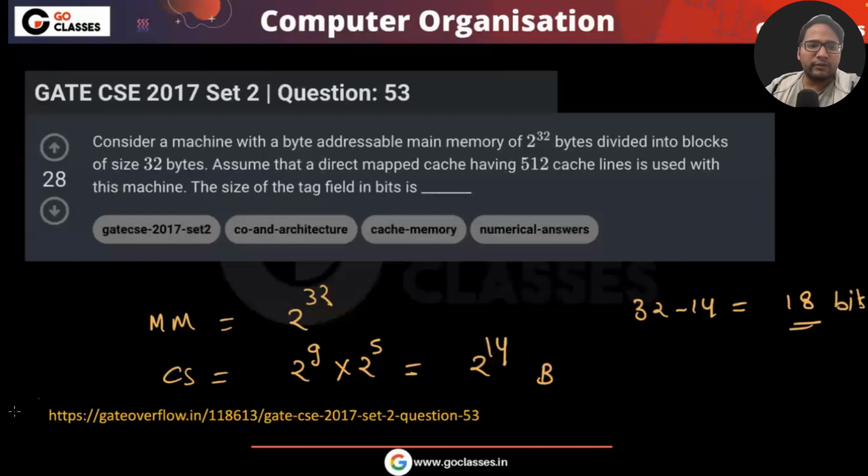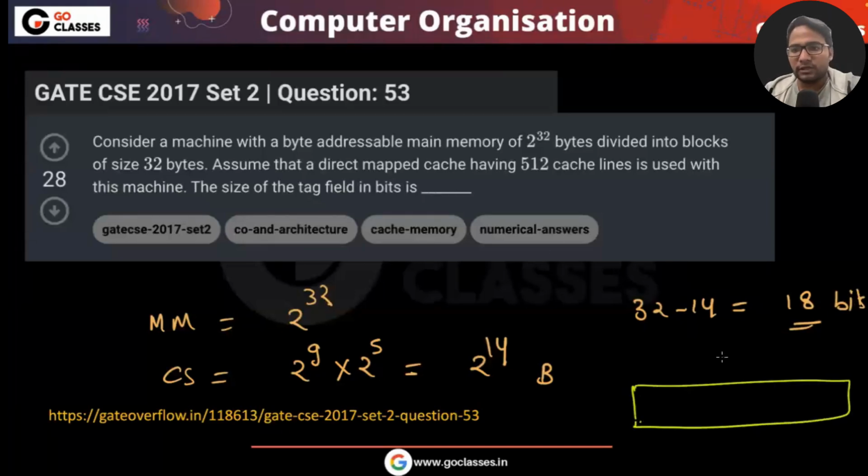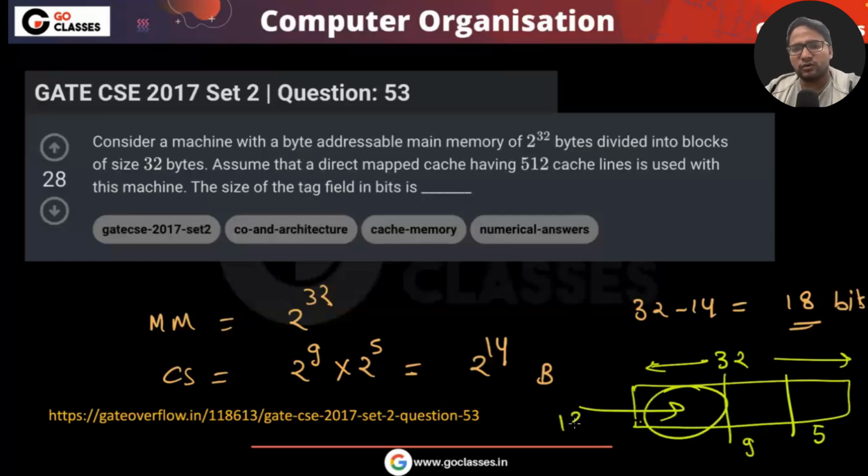They have given the block size also. So if you do it using another method, that is also okay. This is 32, and this block is 32 bytes, which means the offset is 5, right? And the number of lines is 9. This is 14. Then the remaining is 32 minus 14, which is 18. That is also how you can solve it, not an issue. For this question, you can solve it like this.